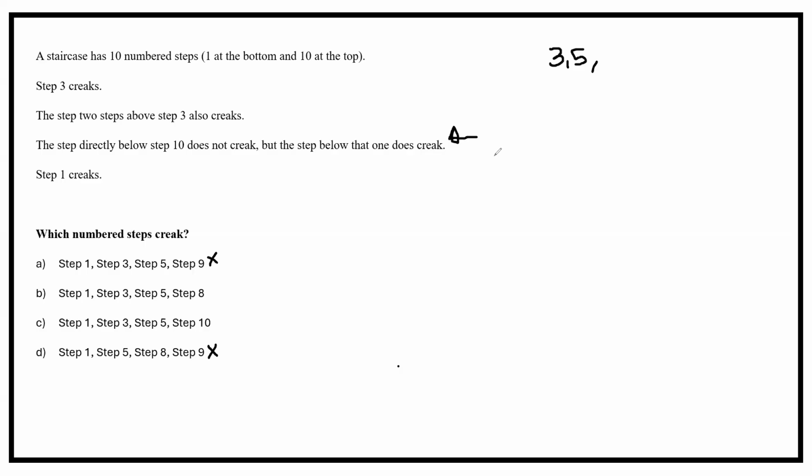Oh, it's B because it says, but the step below that one does creak. So what step below? So what number step would that be? Good. All right. We can also get rid of C and the answer is B. Perfect. Good. B. Well done. Okay. Very, very good. So we know that the answer is B.